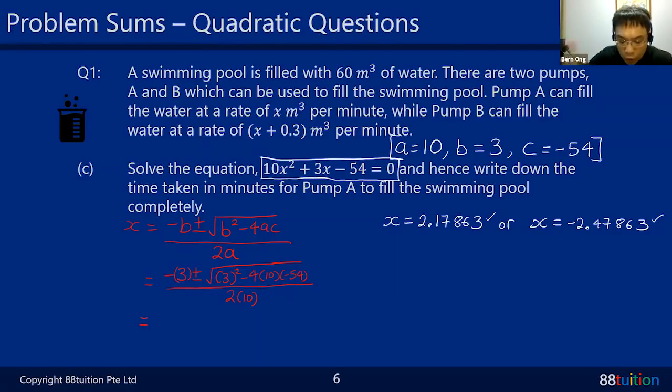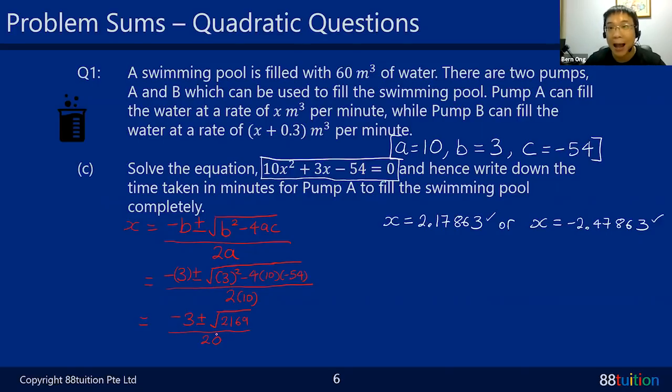Show your teacher this step. -3, just write -3, plus and minus. The square root, leave it there. You press the calculator, press whatever you see inside the square root. Open bracket, 3, close bracket, square, -4, open bracket, 10, close bracket, open bracket, -54, close bracket. Press equal. You get 2169. Put your 2169 here, over 2 times 10, 20.